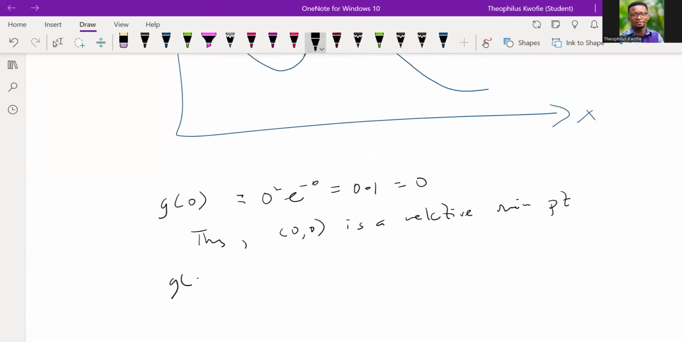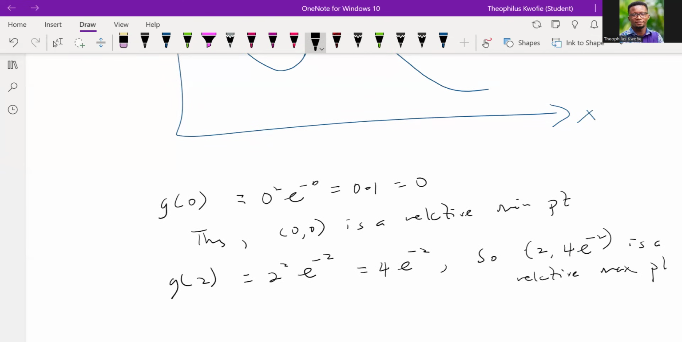And then g evaluated at 2 is equal to 2 squared e to the power -2. And that should give us 4e to the power -2. So it's a relative maximum point.